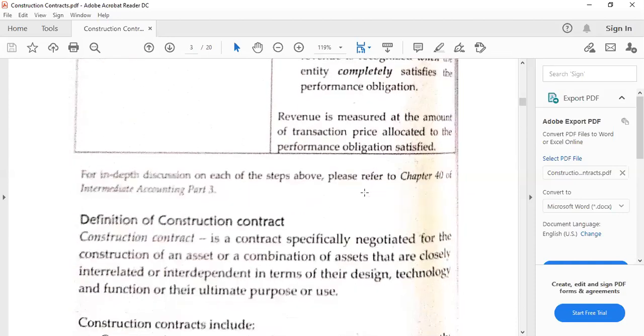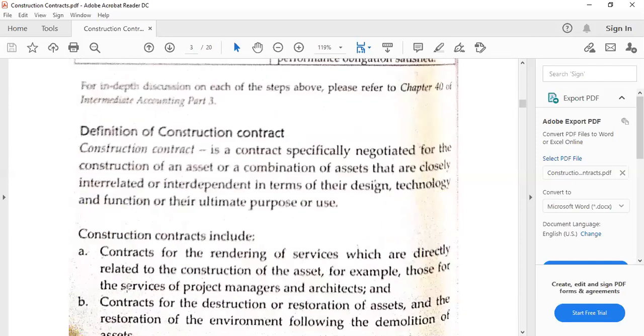Okay, so definition of construction contract. The construction contract is a contract. This is the definition from the standard, specifically negotiated for the construction of an asset or a combination of assets that are closely interrelated or interdependent in terms of their design, technology, and function, or their ultimate purpose or use.